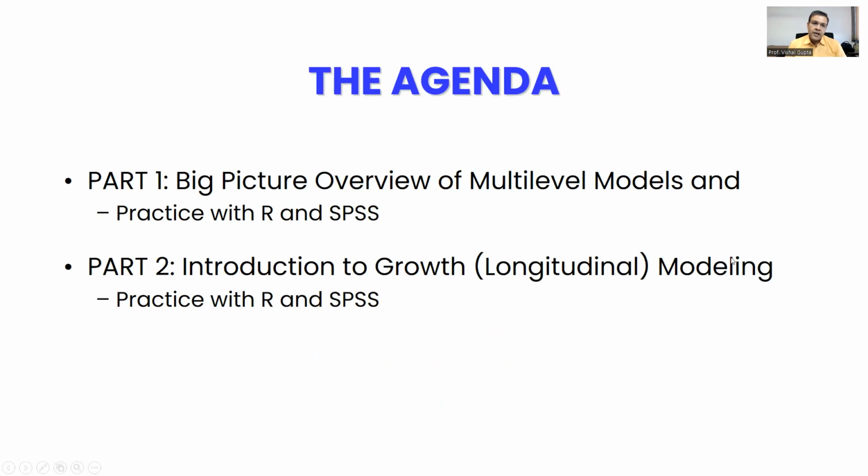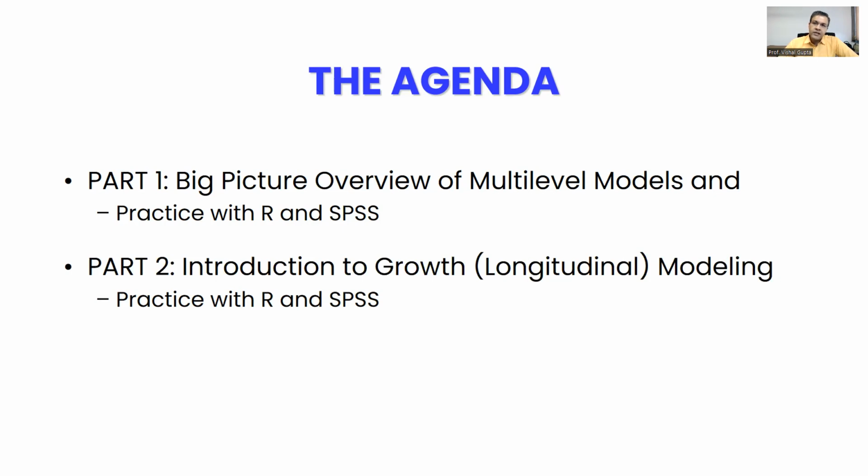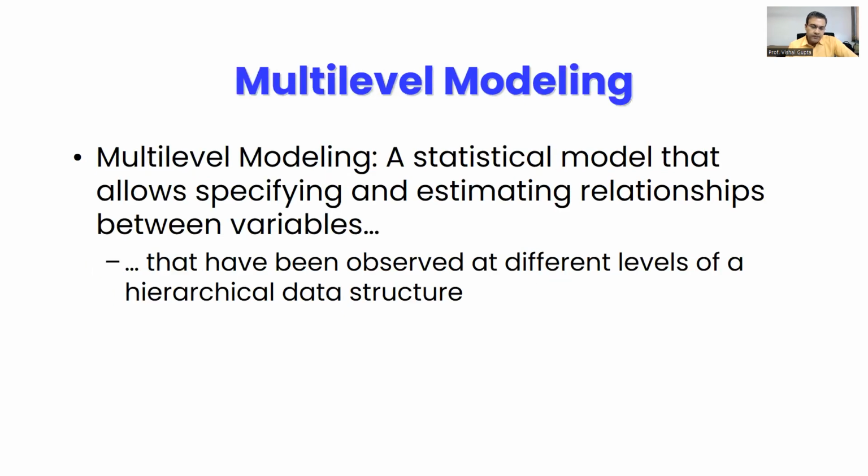So the agenda is: part one, which is largely the first 3 or 4 days, that is this week, and then maybe on Monday, I want to present to you the big picture overview of multi-level models, and we will practice the examples using R and SPSS. And in part two, we will use the understanding of multi-level models to go to longitudinal modeling. Longitudinal modeling is also called growth modeling. I will introduce you to this, and then we will practice the examples using both R and SPSS. That's broadly the agenda of this workshop.